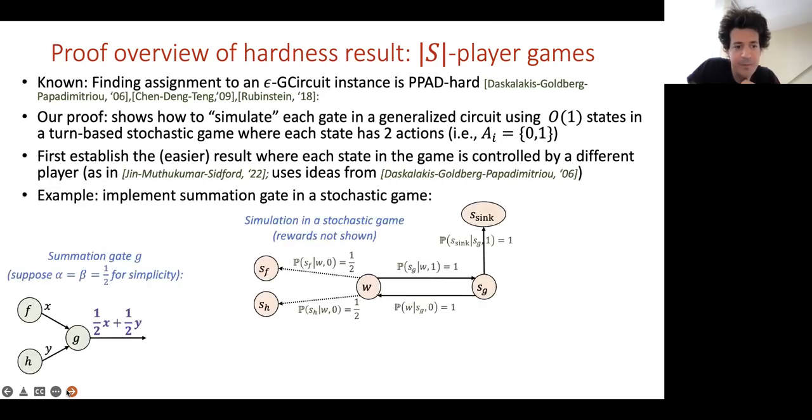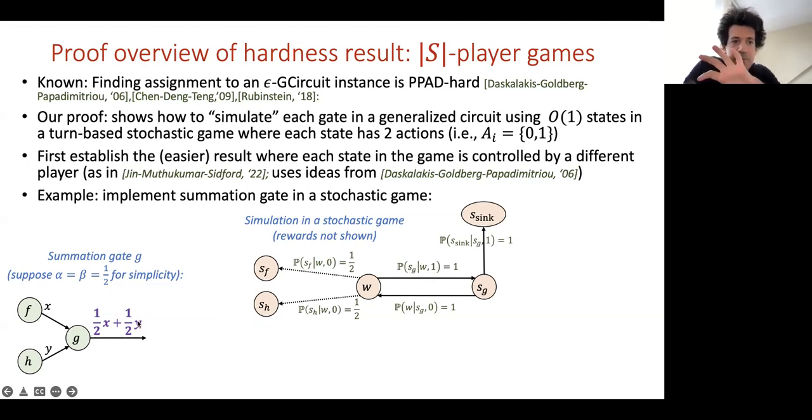Well, let me just show you a picture that tries to reflect how this might be done. So basically for every gate of your arithmetic circuit, you want to construct a little gadget in your stochastic game that simulates, that enforces the constraints that the gate wants to see satisfied. So here I'm considering a gate whose output is supposed to be the average of the inputs. So you have a state of your stochastic game for the inputs to your gate and for the output of your gate. So these are the states corresponding to the two inputs of the gate and the output of the gate.